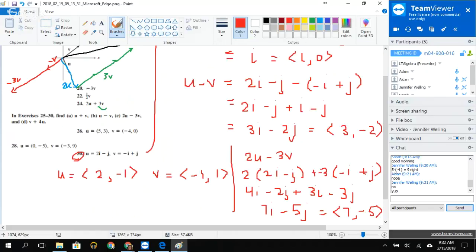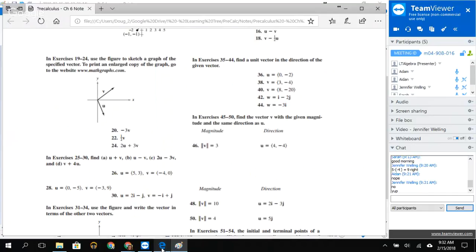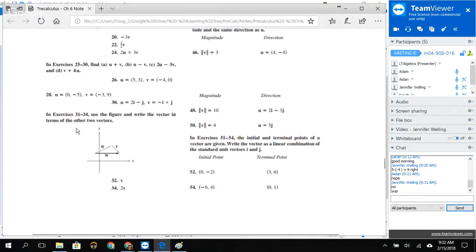Okay, so I was looking at number 30. I'm looking at number 31 through 34. So you should probably look at that really fast. And then we have kind of a new thing to talk about. It says in exercises 31 through 34, use the figure and write the vector in terms of the other 2 vectors.